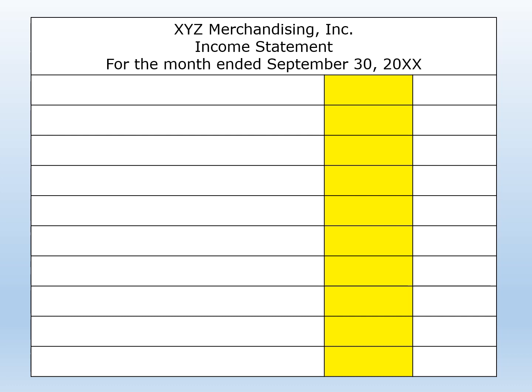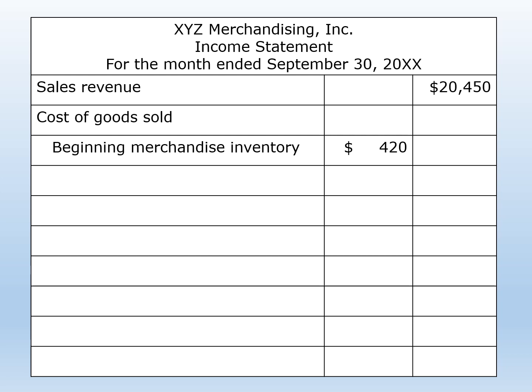income statement. We know the firm's sales revenue because that was given in the information for this problem. But we have to explain how we know the firm's cost of goods sold. So let's tell that subplot. We know that the firm ended August and began September with $420 of merchandise inventory in its beginning balance.